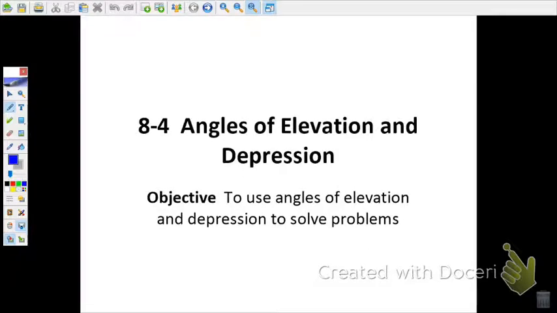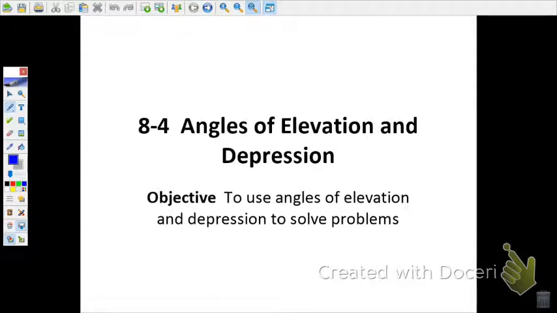Today we are going to look at section 4 of chapter 8, which is the last section in this unit. In this section, we are going to be looking at angles of elevation and depression. With these problems, we have word problems. We are going to be using what we've been working with in section 3 with our trig ratios.